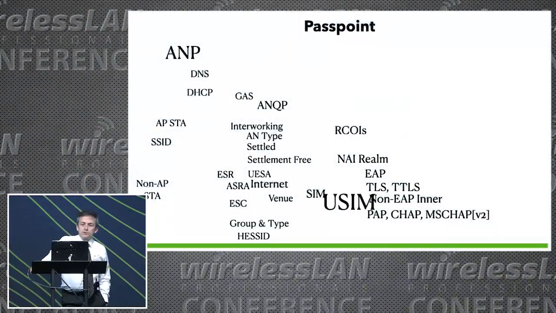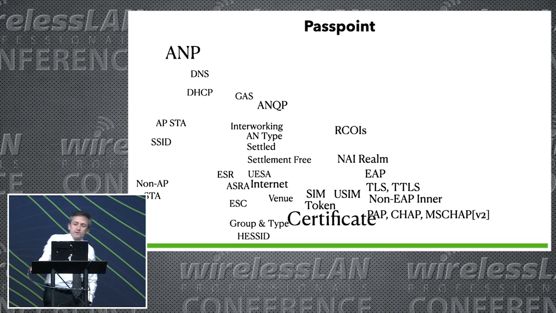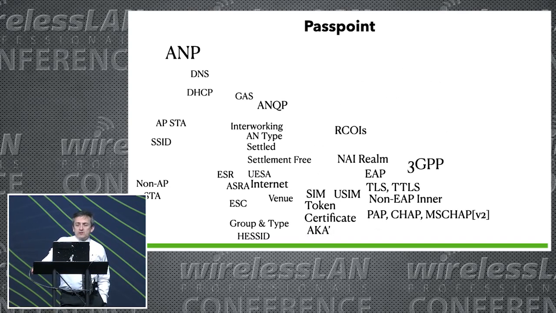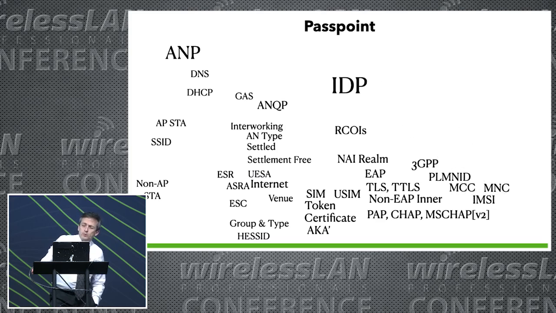EAP types. Well, it can be TLS or TTLS. It can be non-EAP for the inner side, PAP, CHAP, MS-CHAP, and if it's cell phones, it can use EAP-SIM or EAP-USIM, or you can use a token. The most common one is the certificate. It could also be EAP-AKA, and thanks to the 3GPP that keeps everybody in line, there's a PLMN ID that is formed by an MCC, and it also has an MNC to identify the operator.